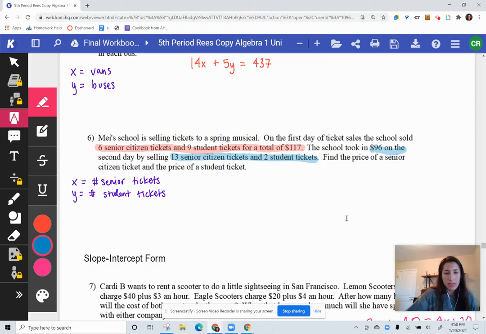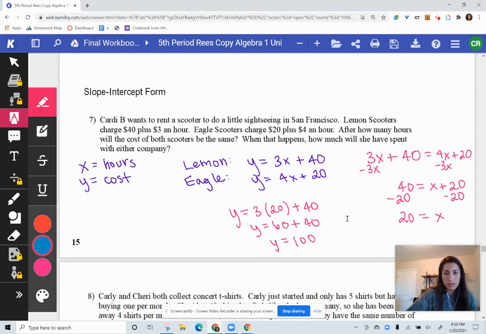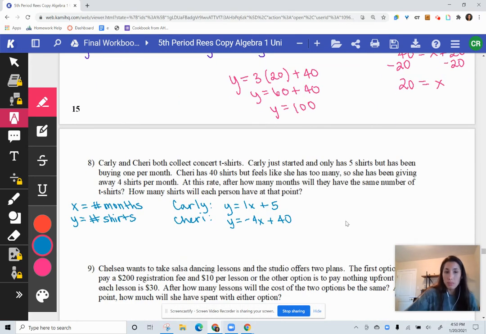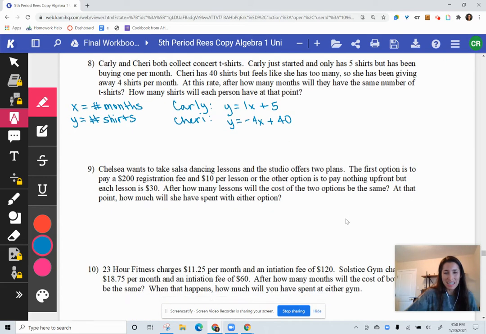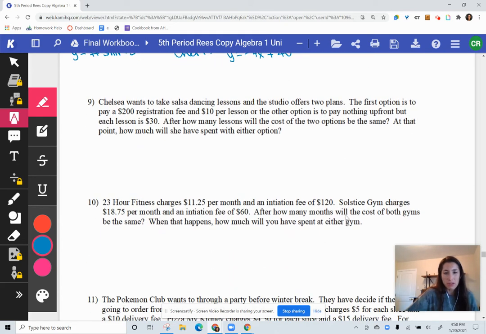All right, and we did question 7 together as a class. We set up the equation for question 8 as a class. So I'm going to help you set up a couple more of these as well.